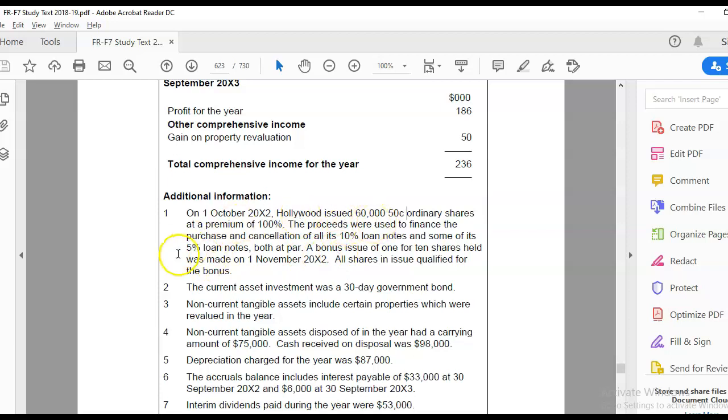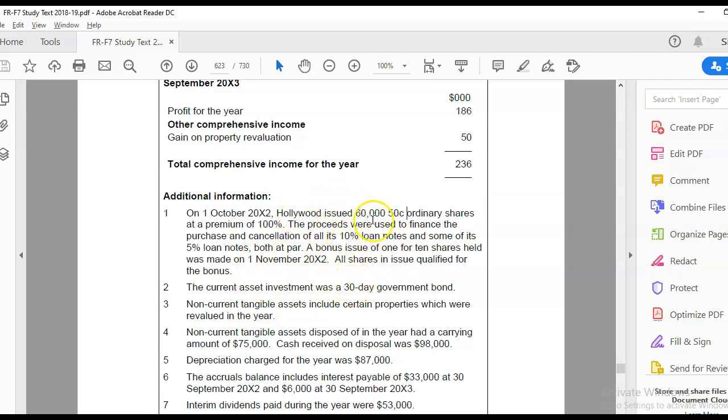So they issued shares, they got money, and whatever money they got, they also spent it on making the payment of the loan notes, right? A bonus issue of 1 for 10 held was made on 1st November 2012. All shares in issue qualified for the bonus. So whatever money is coming in by issuing shares is my financing activity, okay? It's a cash inflow. Then whatever I made payment with, that is my cash outflow, again in financing, because I'm making a loans payment. Then I make a bonus issue. Think and tell me, for a bonus issue, will any cash come into the business? No. So nothing on the face of the cash flow regarding any bonus issue.